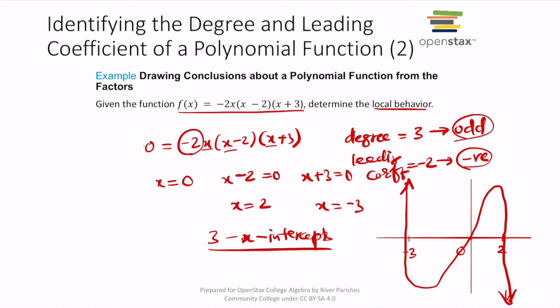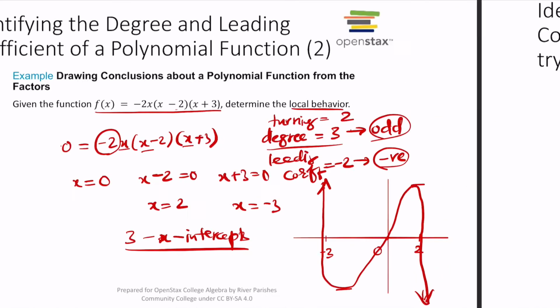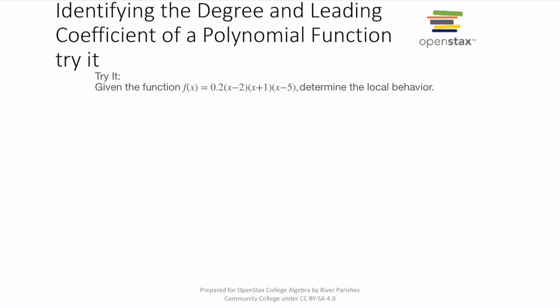So remember that here there is a maximum of 2 turning points, which is basically justified by the graph, saying that if the degree is 3, there should be a maximum of 2 turning points. So use the same thing now, pause the video right here and try to solve this problem.